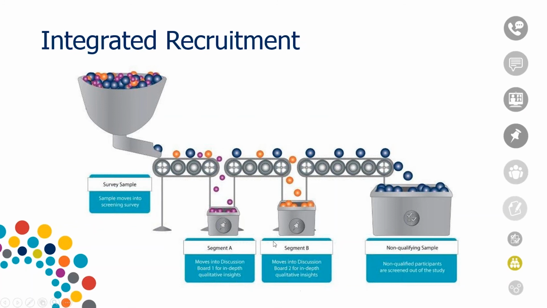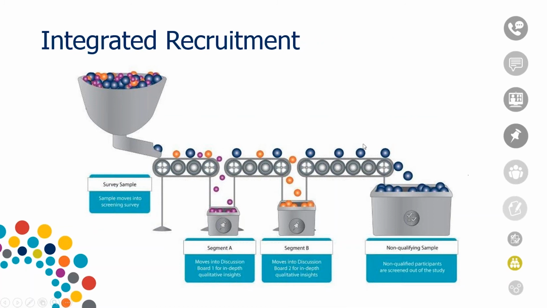We've identified 2 segments here. So let's say for my study, I wanted to talk to 2 different groups, one that rated our product as great or a 10, others that rated it as maybe okay and gave it between a 6 and a 9. So we'll identify a second segment, or segment B here, and move those participants also into a board to do a deeper dive with them.